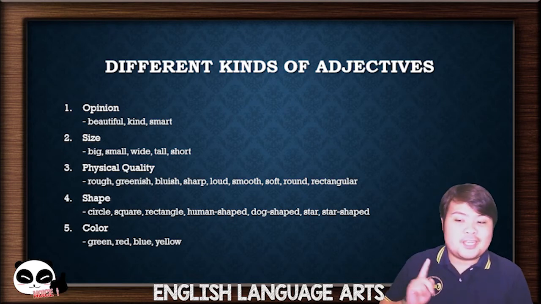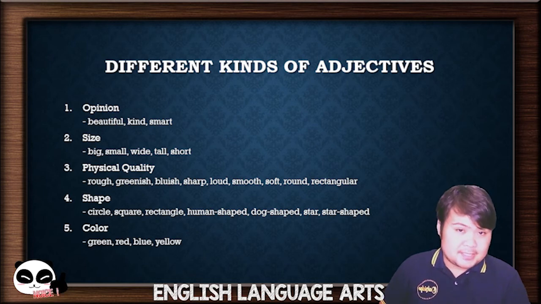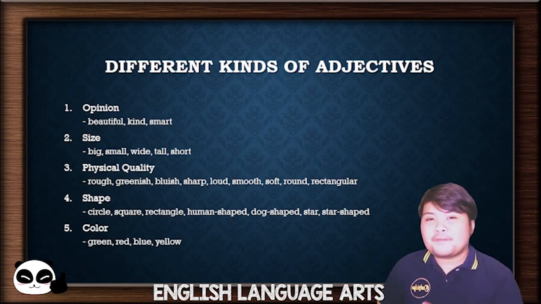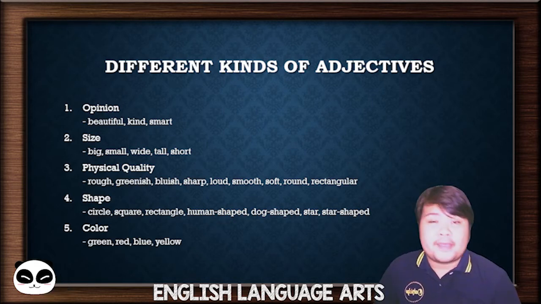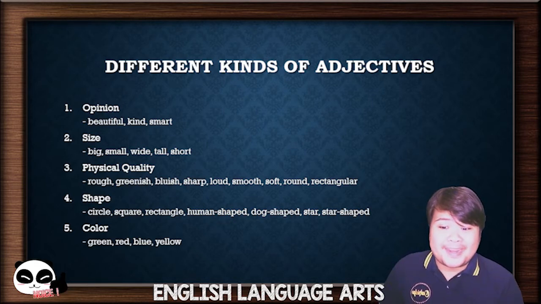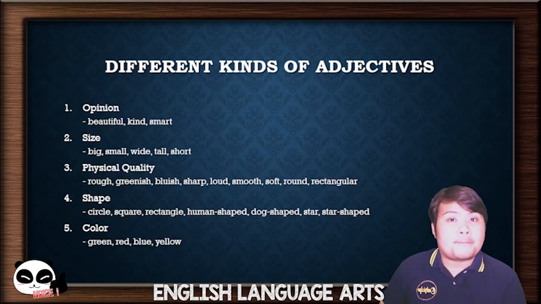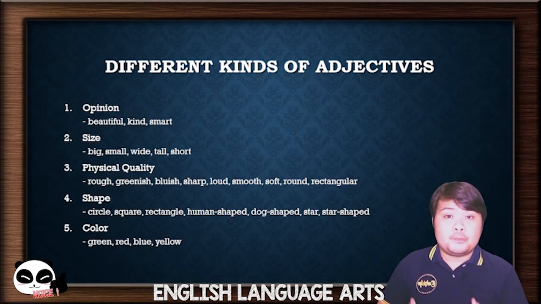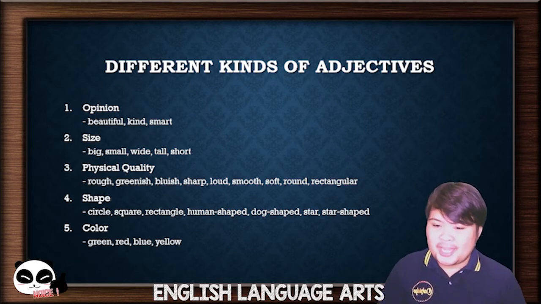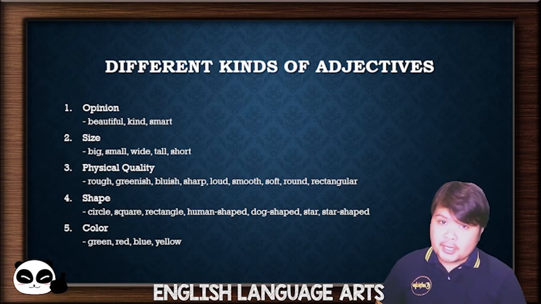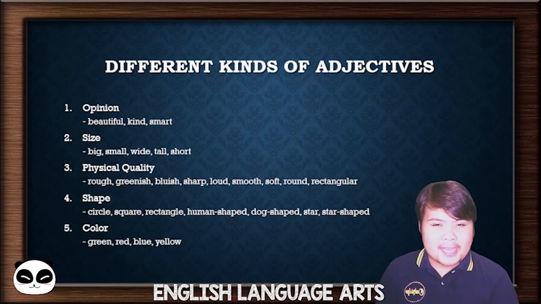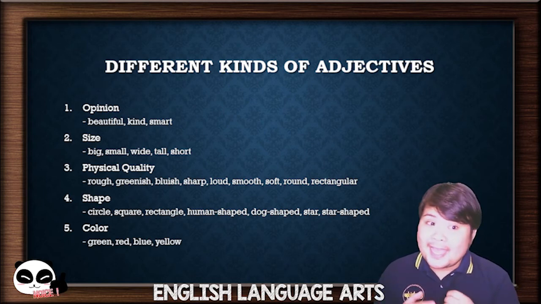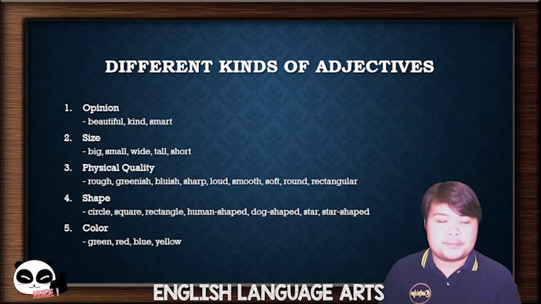Now, when you say shape, the adjective shape in the series, this refers to the exact shape of an object. We have circle, square, rectangle. We even have compound adjectives such as, for example, human-shaped, dog-shaped, star-shaped, pig-shaped, stuff like that. And this refers to the exact shape of an object.